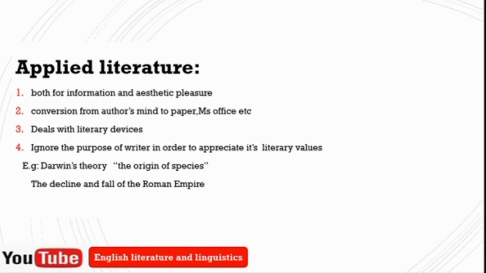In applied literature, we have to ignore the purpose of the writer in order to appreciate its literary values. Darwin's theory, The Origin of Species, is the masterpiece of Darwin. His full name was Charles Robert Darwin, and he published this theory in 1859. These are the basic differences between applied and pure literature.